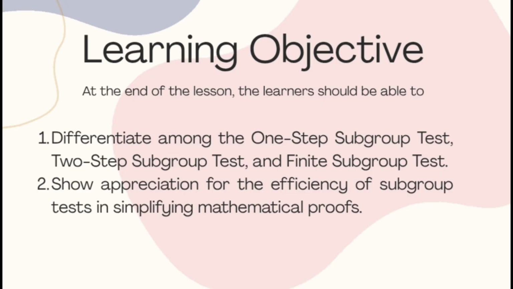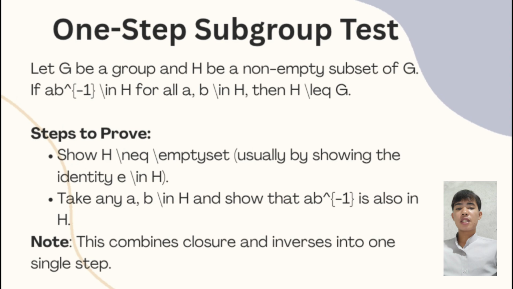Okay, before we delve into our new topic, let us read our learning objective. At the end of the lesson, the learner should be able to, first, differentiate among the one-step subgroup test, two-step subgroup test, and finite subgroup test. Second, show appreciation for the efficiency of subgroup tests in simplifying mathematical proofs.